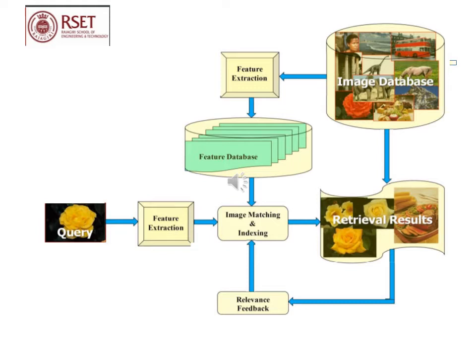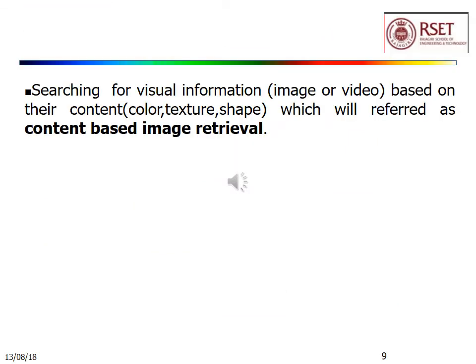Here I am explaining only with images; how it works in the case of video we'll discuss in module 3. This is a standard definition given by Marcus: searching for visual information, image or video, based on their content. Content can be color, texture and shape, which is referred to as content based image retrieval. If your query is a video, then it is called content based video retrieval.